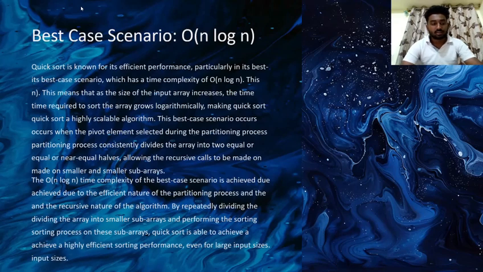This best case scenario occurs when the pivot element selected during the partitioning process consistently divides the array into two equal or near equal halves, allowing the recursive calls to be made on smaller and smaller subarrays. The O(n log n) time complexity of the best case scenario is achieved due to the efficient nature of the partitioning process and the recursive nature of the algorithm. By repeatedly dividing the array into smaller subarrays and performing the sorting process on these subarrays, Quicksort is able to achieve a highly efficient sorting performance even for large input sizes.